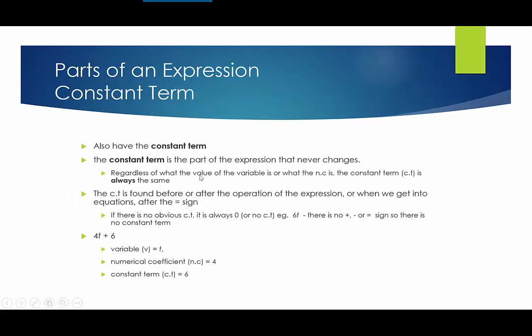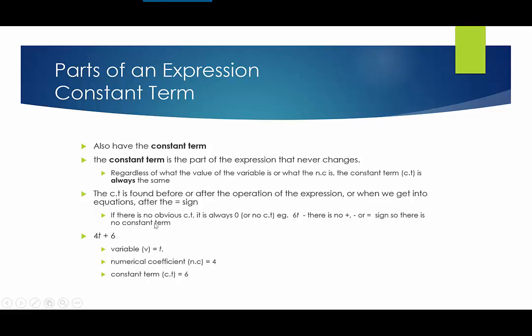So here's the constant term. The constant term is the part of the expression that never ever changes. Regardless of what value the variable is or what the numerical coefficient is, the constant term always stays the same. So, for example, down here we look at 4t + 6. The 4 is our numerical coefficient because it comes before our variable of t, plus 6. Regardless of what t is, we are always going to add 6 to it. That is never going to change. It remains constant, so that stays as our constant term.